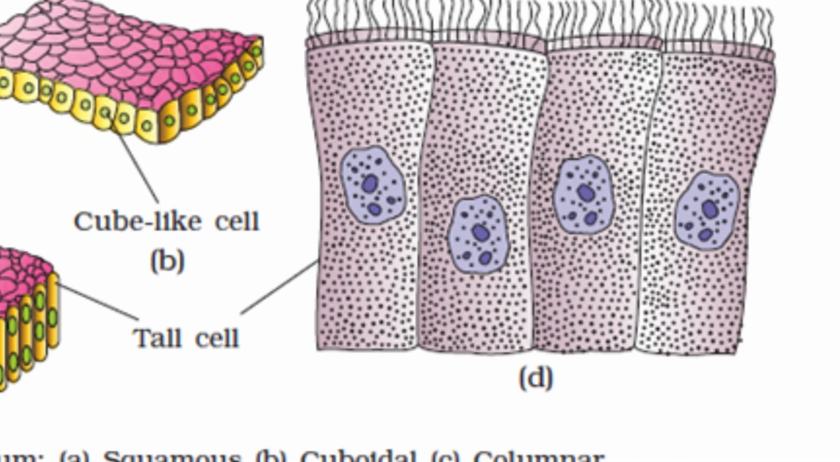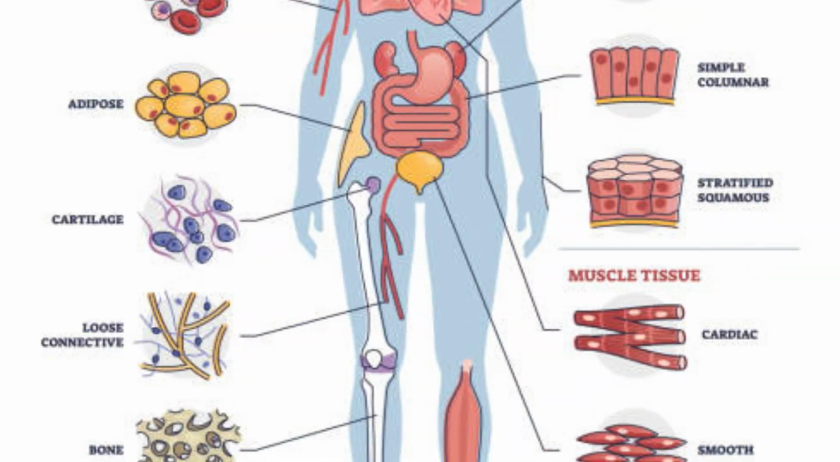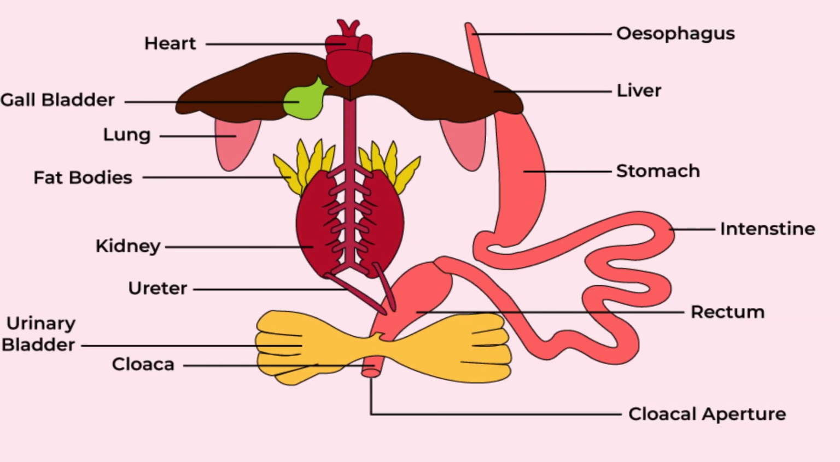Connective tissue. This tissue supports and binds different parts of the body. Think of it as the body's glue. Examples include blood, bone, cartilage, and adipose tissue, fat.